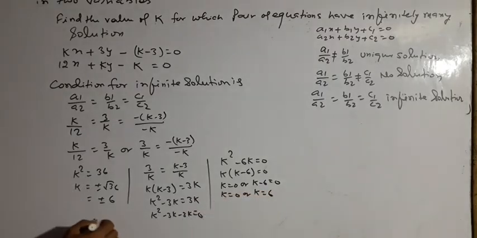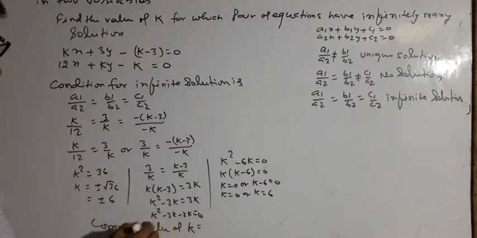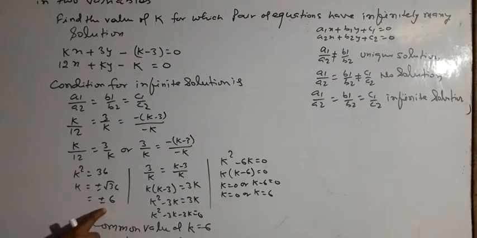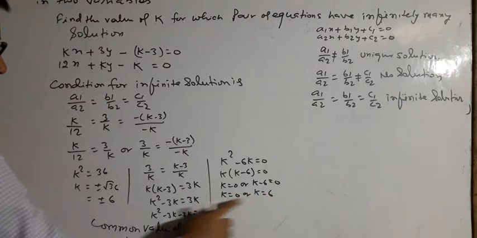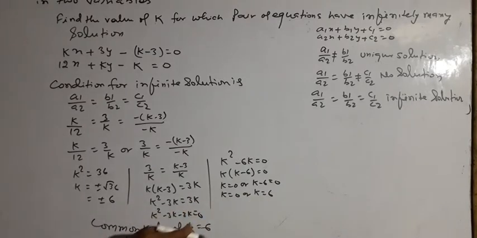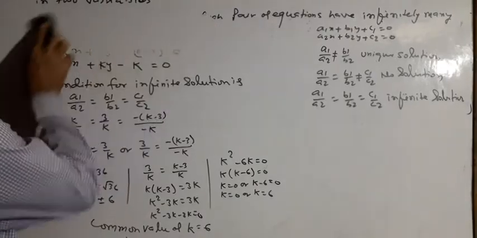The common value of k is 6. Hence k equal to 6 is the answer. The values of k are plus minus 6 and the values of k are 0 and 6. The common value is 6. Answer: k equal to 6. Next question.